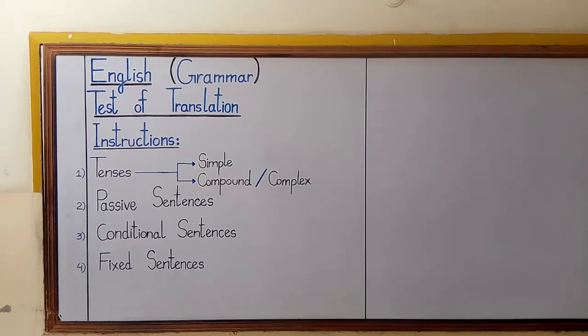Then we discussed the fixed sentences: a sentence which cannot be changed, or is not normally changed, and is used as it is, is called a fixed sentence. In this video lecture, I will conduct test of translation part 1, and I will ask you all these 4 different types of sentences separately. But in test of translation part 2, I will ask you mixed sentences, and you have to first identify whether the sentence belongs to tenses or passive or conditional or fixed, and then translate accordingly. So let's move on to the test of translation part 1.